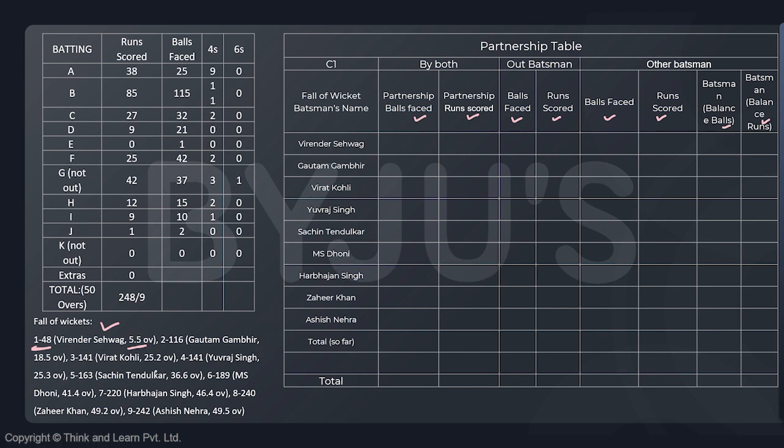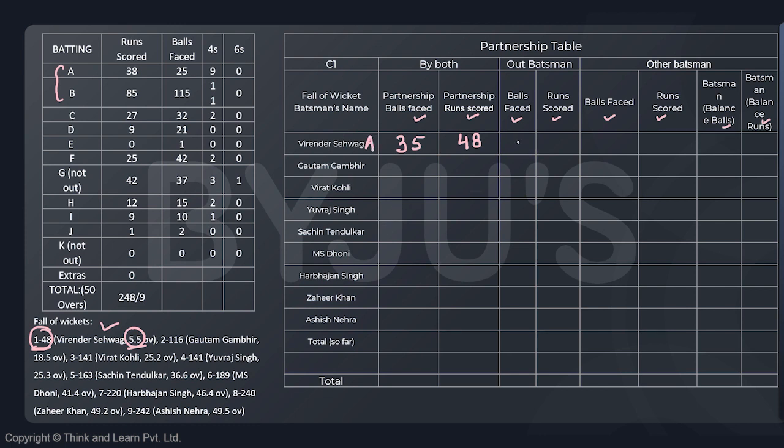Virendra Sehwag was the first player to get out at 48 runs after 5.5 overs. 5.5 overs means 35 balls, right? The total number of runs scored in this partnership is 48. The point is, was he batsman A or batsman B to get out? Of course, batsman B has made 85 runs, so how can he get out in a partnership of 48? So the first player who is getting out must be Virendra Sehwag. So A represents Virendra Sehwag.